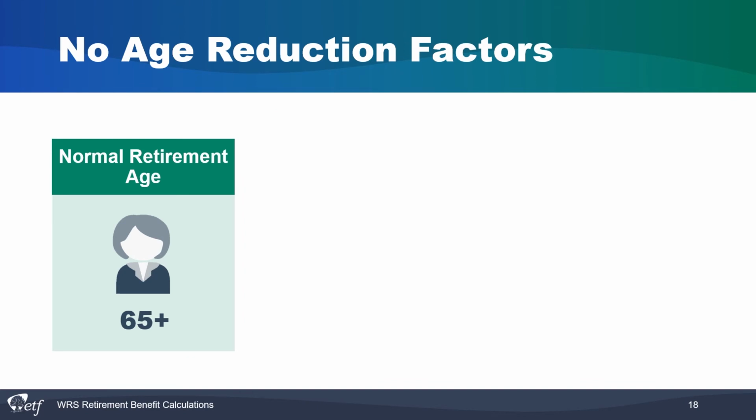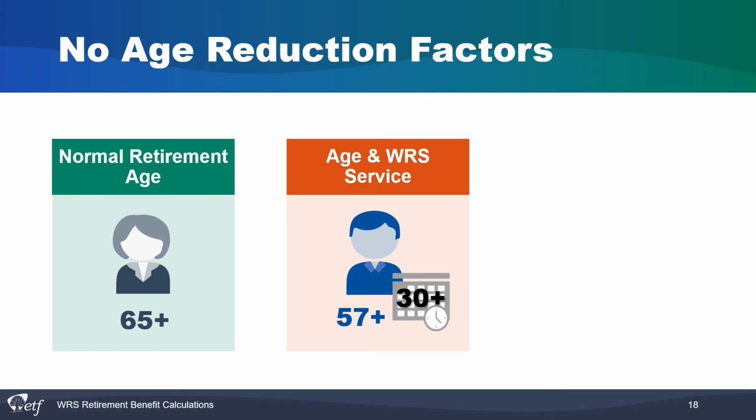Normal retirement age is the point where no age reduction occurs in your benefit calculation. For most employees, this is age 65. If you are age 57 and have 30 years of service, the benefit is calculated as if you are age 65 with no age reduction.